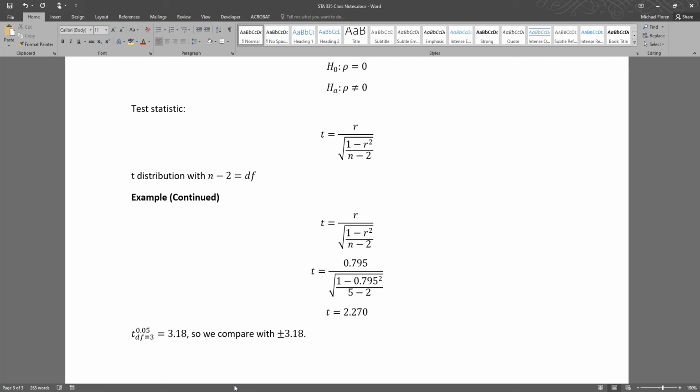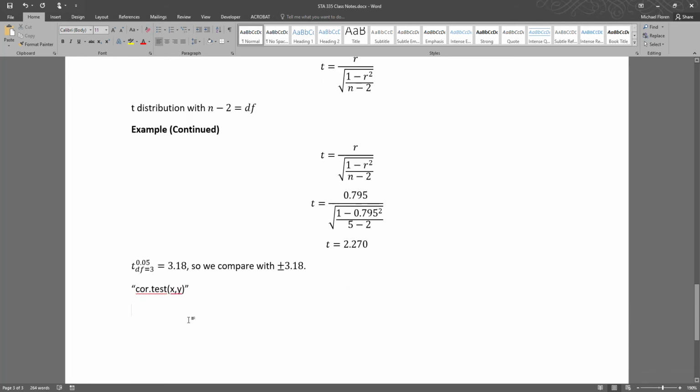In R, a test of a correlation can be done using the cor.test command with lowercase t. So we would give cor.test two vectors, x and y, and typing this into R, this would give us our t statistic, the test statistic that we had earlier, it would give us our p-value for the comparison, etc.